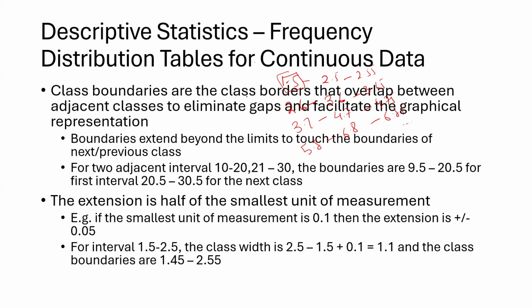And on the lower side, it is going to be 1.45. Here it is going to be 2.55 because it's going to be the same value. So whatever you write here can come here. The upper boundary of the last class is going to become the lower boundary of the next class.